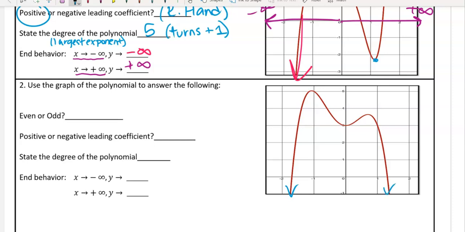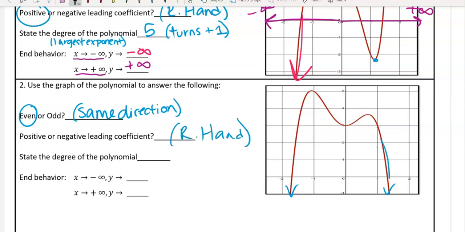All right, number 2, is this even or odd? Well, the graph's going in the same direction, so this is an even function. Same direction. Now, positive or negative leading coefficient, we're going to be looking at that right hand again. And the right hand is going down, so this is a negative leading coefficient.